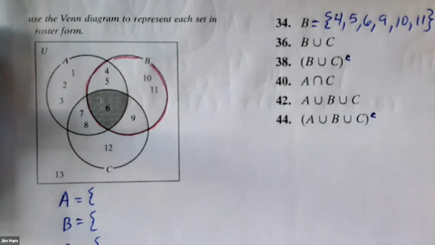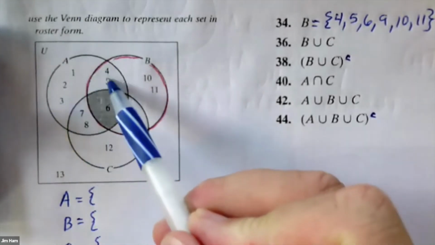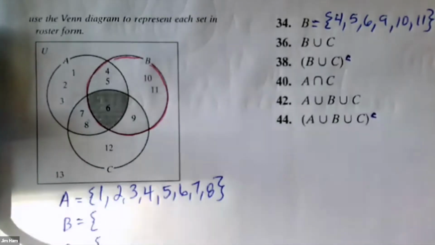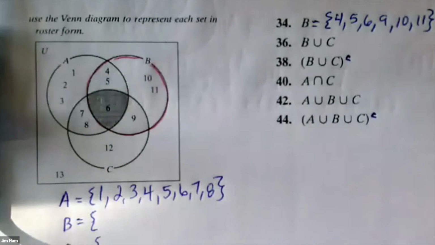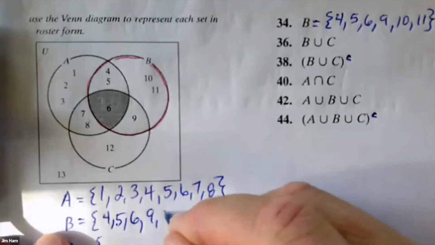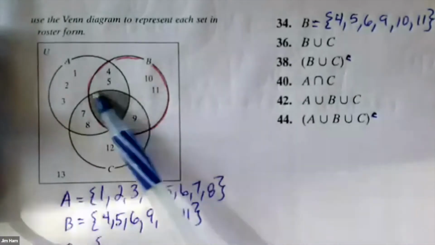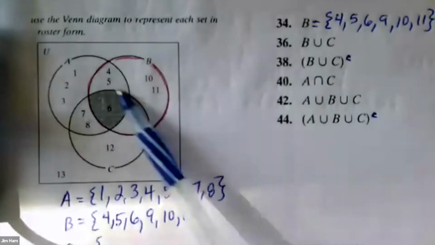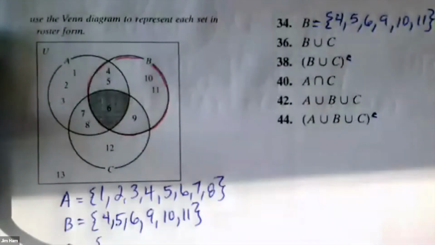Now they don't ask us for A here, but I'm going to write A as well. A is this set here. 1, 2, 3, 4, 5, 6, 7, 8. You'll also notice in this set, you don't have any cardinality numbers in here. They're not asking you for the number of elements in the set, just what are the elements in the set. B we wrote down already, but I'll write it again. Okay, C is this set down here. So I see inside that C circle, that C set, we have 6, 7, 8, 9, and 12.